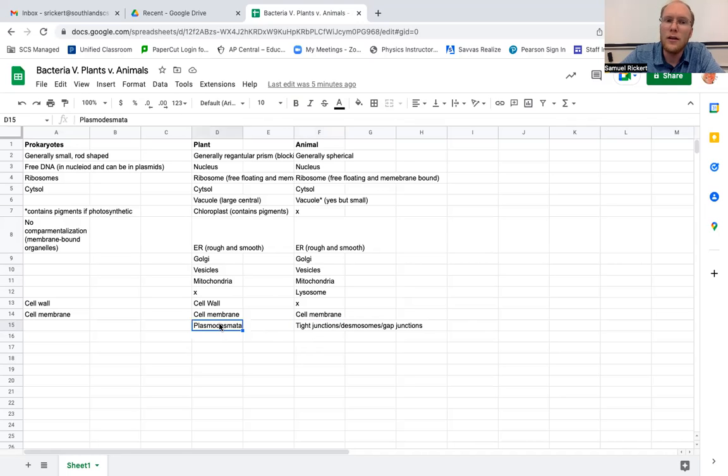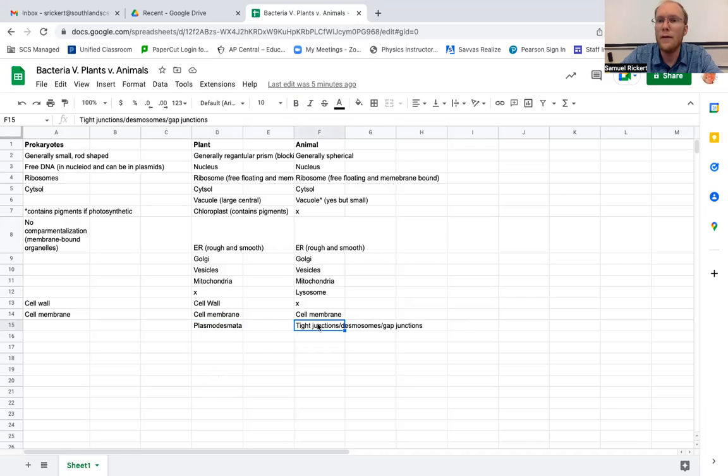Outside of plant cells, they're connected to each other. The cytosol of one plant cell is attached to other plant cells through channels called plasmodesmata. And those plasmodesmata allow for nutrients and even some proteins or RNA or other things to flow between plant cells.